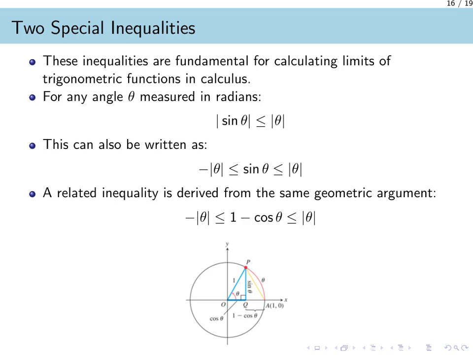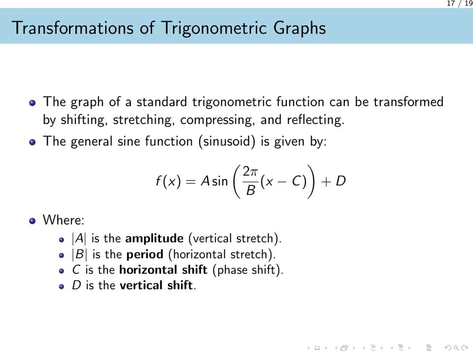We can create any repeating, wave-like curve by applying standard transformations to the basic sine function. This gives us the general sine function, or sinusoid, which is described by the formula f of x equals a times the sine of the quantity 2 pi over b times the quantity x minus c, all plus d. Each of these four parameters precisely controls a specific transformation of the graph.